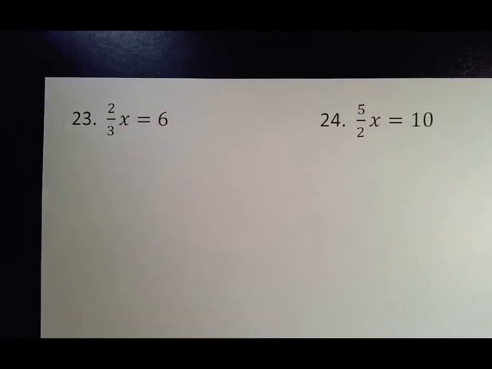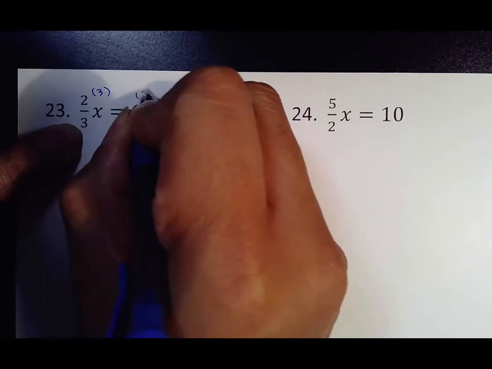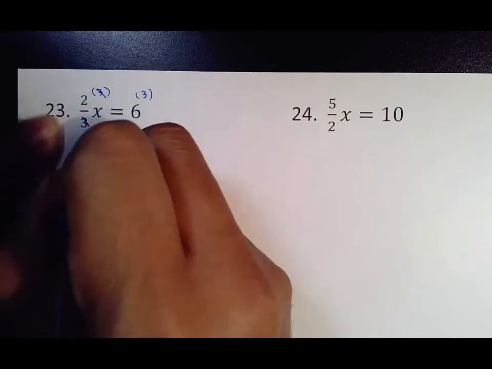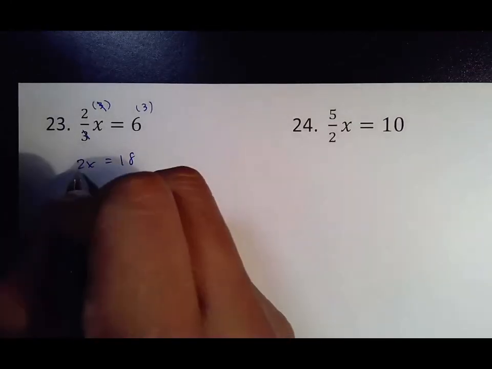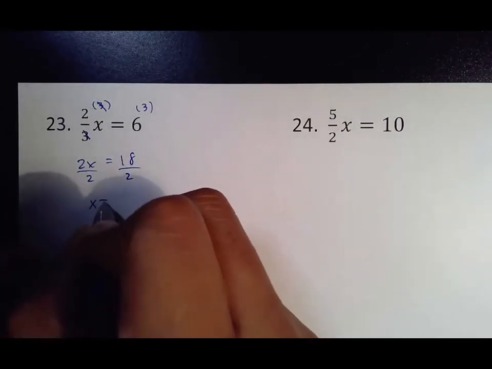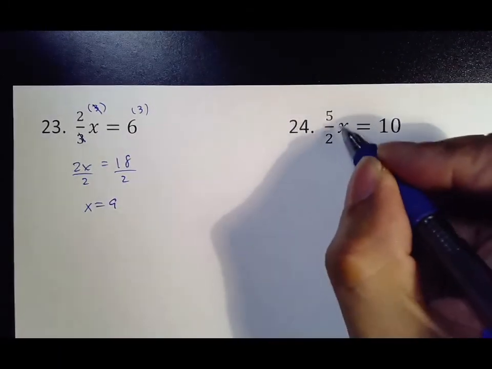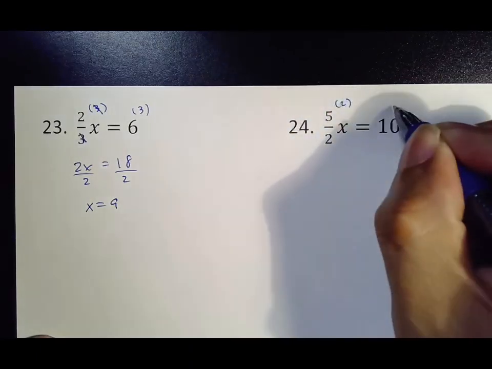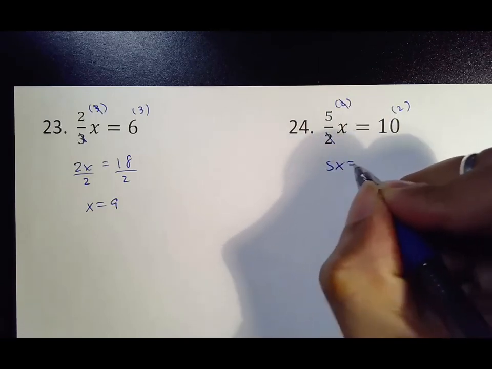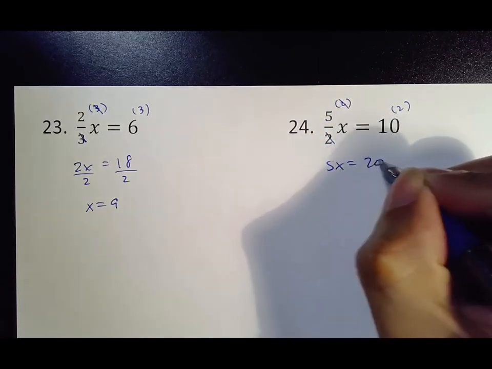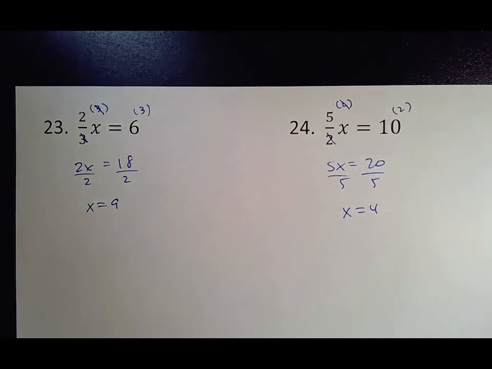And then the last two that we're looking at are the ones from today where you want to get rid of the bottom number first by multiplying. 3 on top and 3 on the bottom go away, bringing down 2x and 18. After that, you go ahead and divide both sides by 2, getting the answer of x is equal to 9. And then the very last one, again, 2 is on the bottom, so we want to get rid of the 2 first by multiplying by 2. 2 on top and 2 on bottom goes away. 5x comes down with 20. You then go ahead and divide by 5, getting the answer of x is equal to 4.